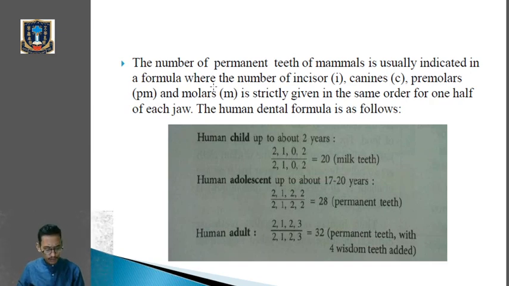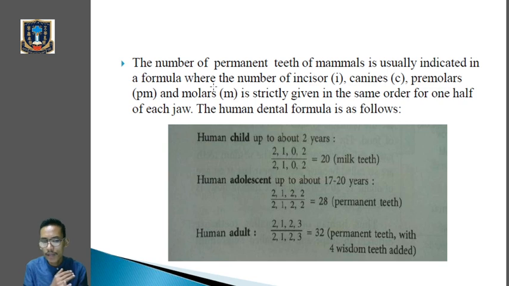Now let's talk about the dental formula. The number of permanent teeth of a mammal is usually indicated in a formula. In the human child, in human adolescents, and in the adult human, we have different sets of teeth. So this particular set of teeth is usually indicated by a formula known as the dental formula, D-E-N-T-A-L, where the number of incisors, canines, premolars and molars is given in order.